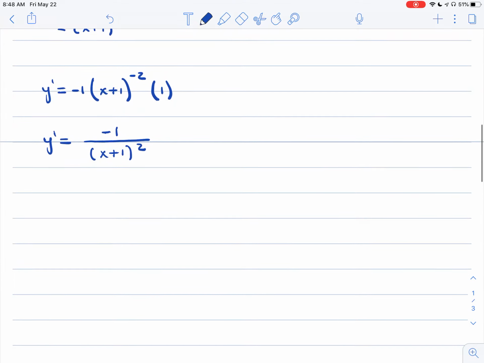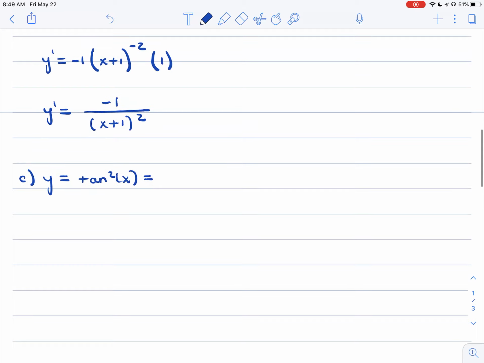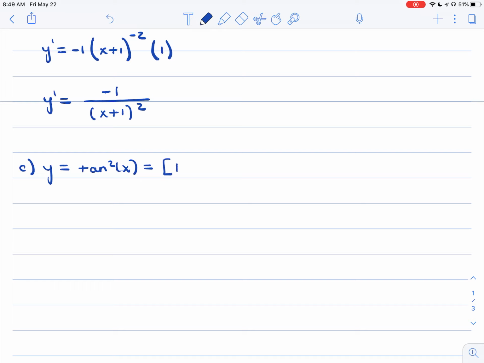All right, let's do one with a trig function. Let's try y. Y is equal to, let's do tangent squared of x. Okay, so to think of this as a composite function, just recognize that we're saying we have the whole tangent function quantity squared. So the square is our function on the outside, and the tangent is our function on the inside. All right, so let's go ahead and take our derivative.